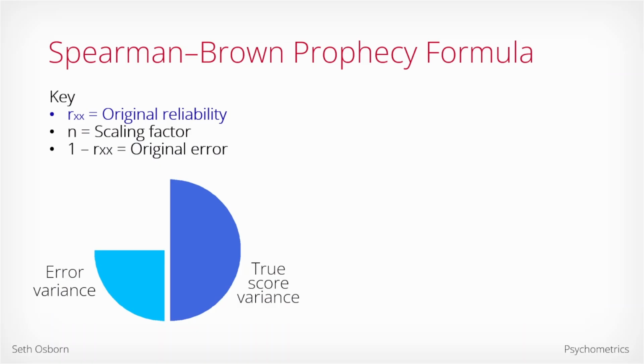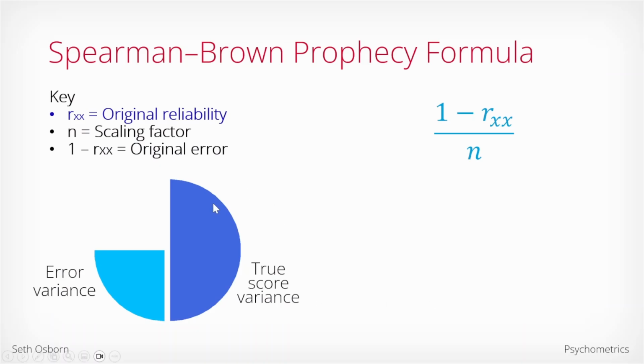So what happened in that visualization? When we doubled the test length, we divided the error variance by 2, which you can see represented there on the screen. So clearly, the first part of our formula should be 1 minus Rxx divided by N. We took that error part and we divided it by the scaling factor. It went from 0.5 and it was divided by 2.